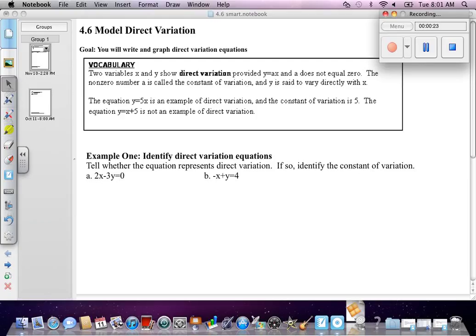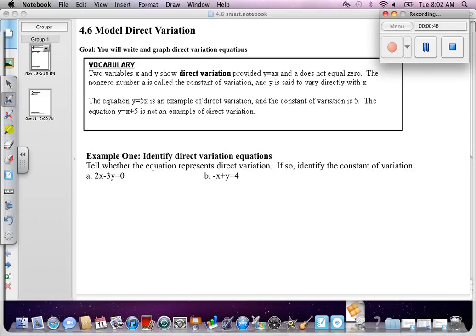The equation y equals 5x is an example of direct variation, and the constant of variation is 5. The equation y equals x plus 5 is not an example of direct variation. Okay, so the point of direct variation is nothing's being added to x. It's just y equals something times x. Nothing's being added or subtracted. That's how we tell if it's direct variation.